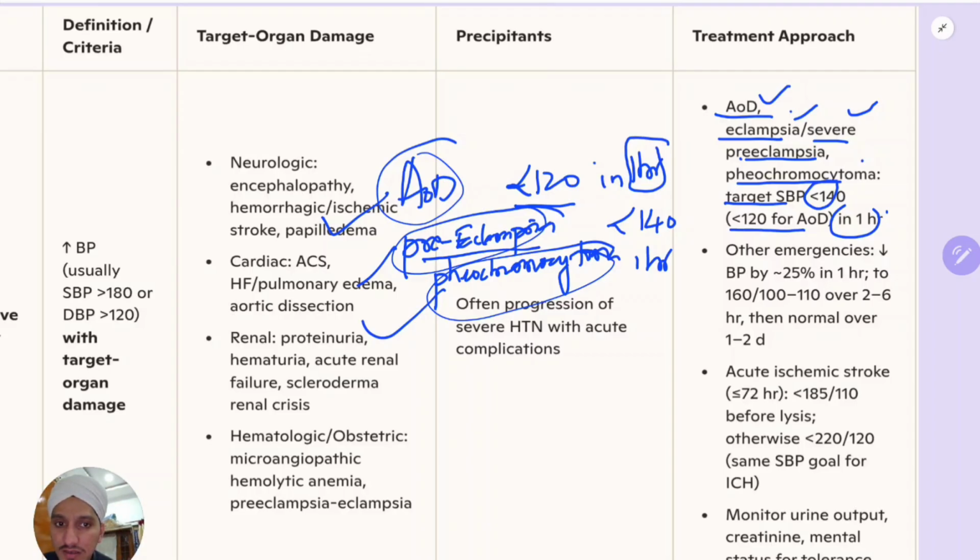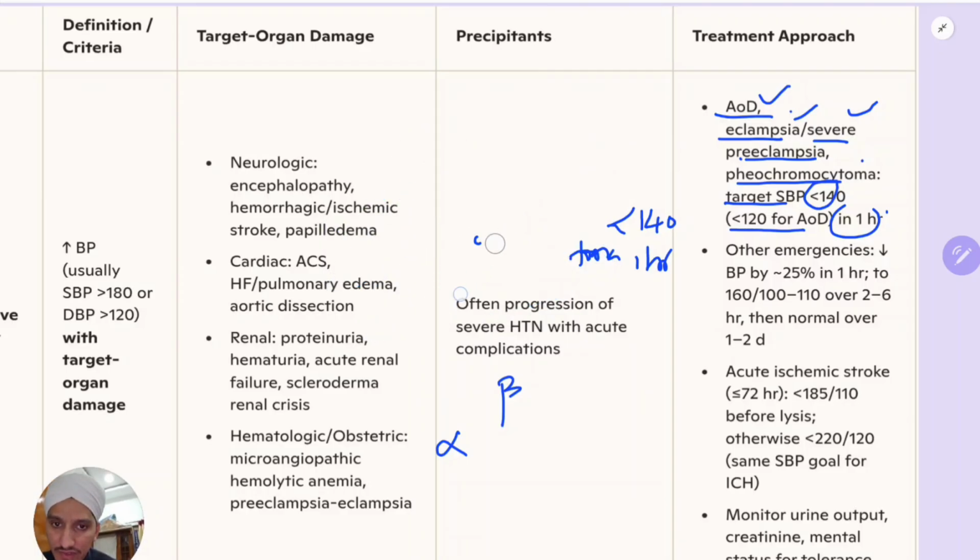Before using beta blocking, alpha blocking should be done, in order to avoid excessive beta activity and rebound hypertension. So that is the important thing in pheochromocytoma. Okay, so these are special things which require target BP of 120 and 140 in 1 hour. Pregnant ladies, remember, you will see in OPDs coming with this. I have seen pregnant ladies developing imminent eclampsia even after cesarean section. Okay, and also treated them.